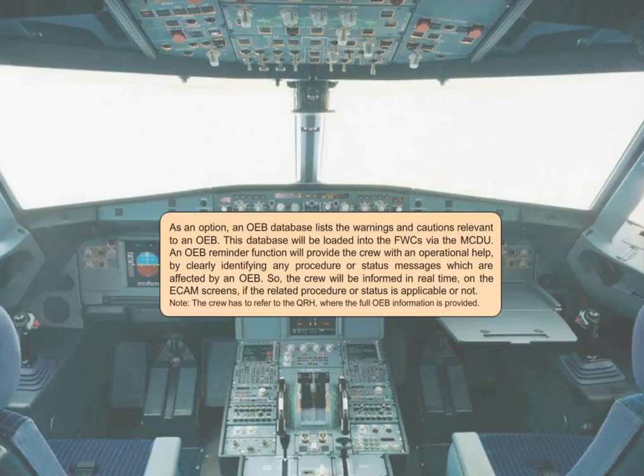As an option, an OEB database lists the warnings and cautions relevant to one OEB. This database will be loaded into the FWCs via the MCDU. An OEB reminder function will provide the crew with an operational help by clearly identifying any procedure or status messages which are affected by an OEB. So, the crew will be informed in real time on the ECAM screens if the related procedure or status is applicable or not. Note: the crew has to refer to the QRH, where the full OEB information is provided.